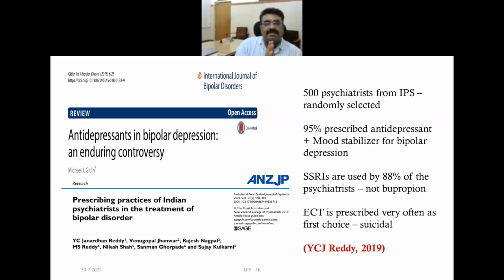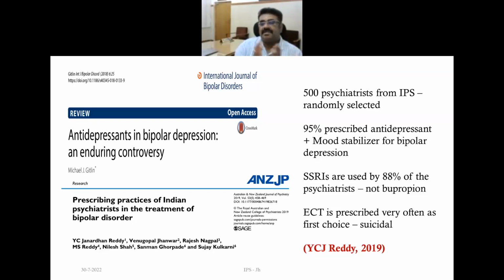So whether to use antidepressants or not, I think the answer would be yes. That is what I would say. Probably not as a first choice drug, but if you think the patient is going to benefit from an antidepressant, then make sure that the mood stabilizer is at an adequate dose. I think that's the key.